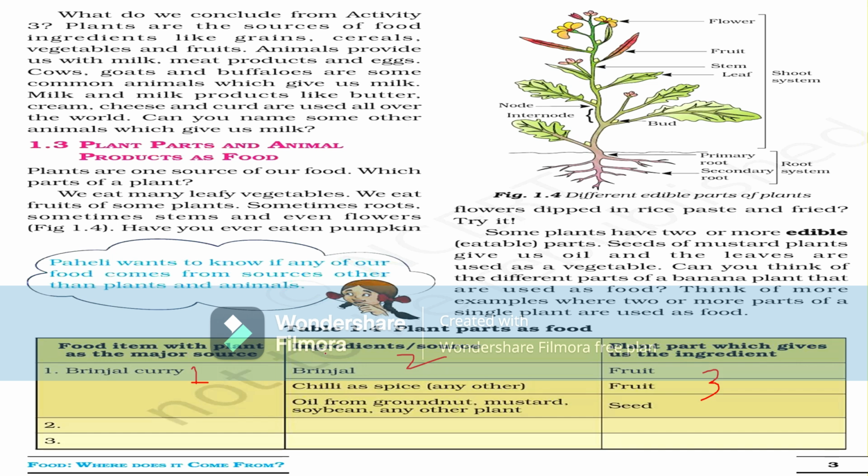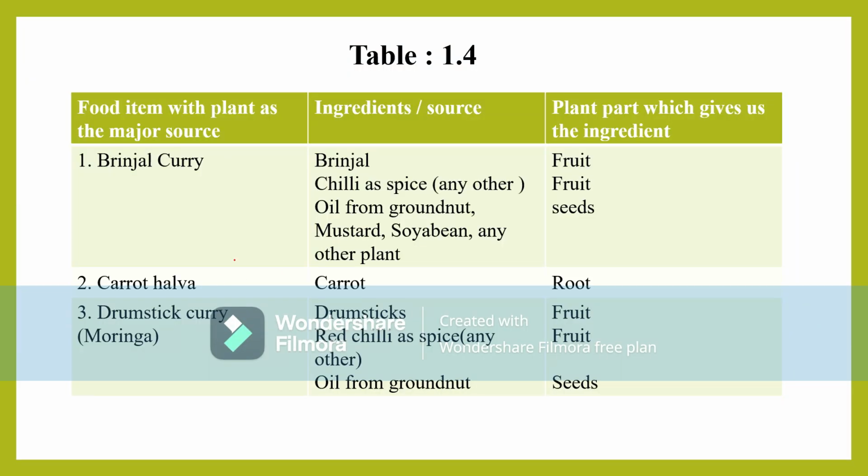Okay, next column, you note it as ingredients or source. In the third column you write: plant part which gives us the ingredients. Now we'll see examples one by one. I have three examples for you.